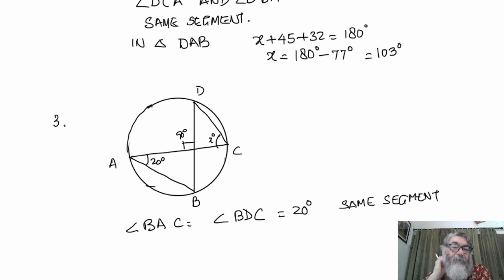Why are they in the same segment? Because if I join B to C as a chord, just to make it a little more clear to you, this chord BC divides the circle into two halves, not equal halves, two parts. One part is the major segment and one part is the minor segment. Now BADCB is the major segment.